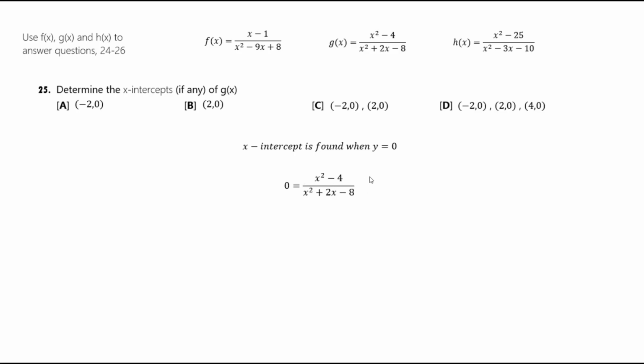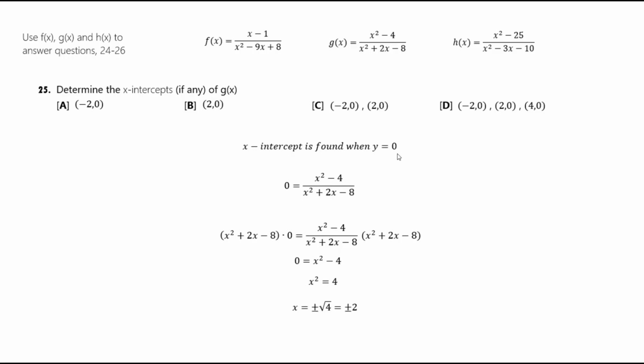In order to solve for x, we need to multiply both sides by that denominator because we want to get rid of it. But 0 times anything is going to be 0. And then on the right side, the denominator cancels with the number that we multiplied. So that leaves us with 0 on the left side and x squared minus 4 on the right side. Now we can solve for x. We add the 4 to both sides, so we get x squared equals 4.